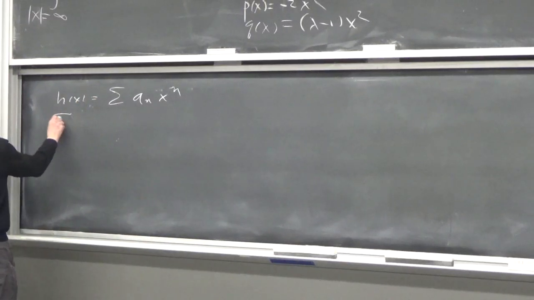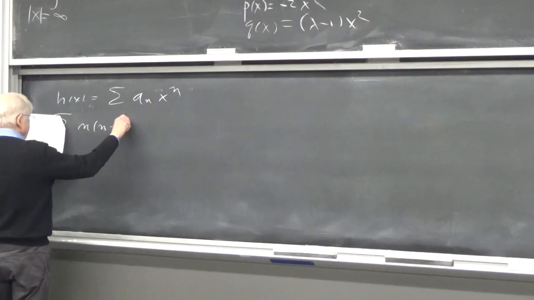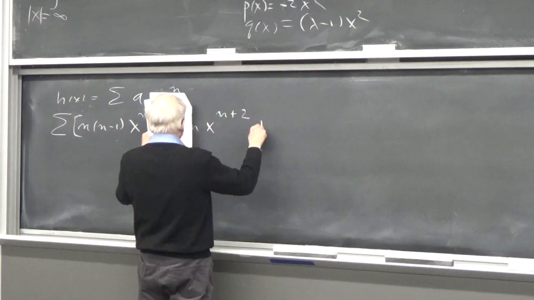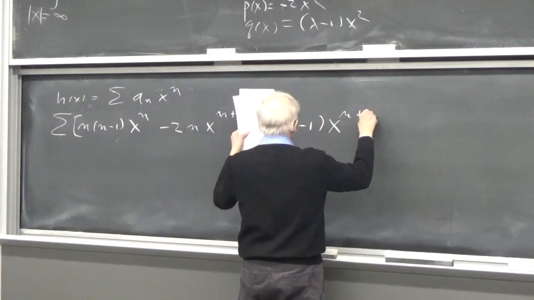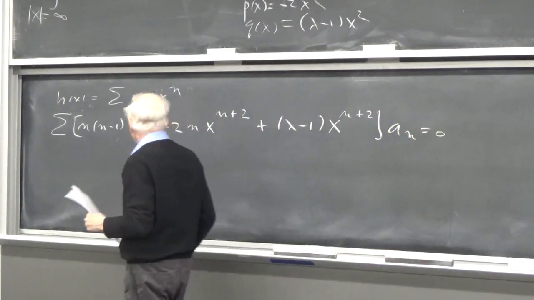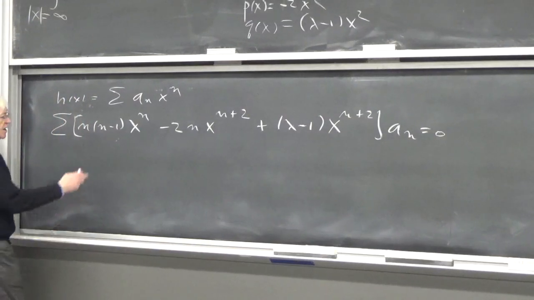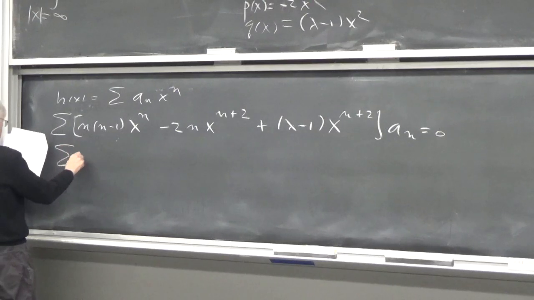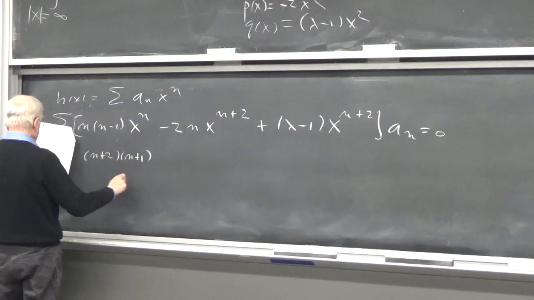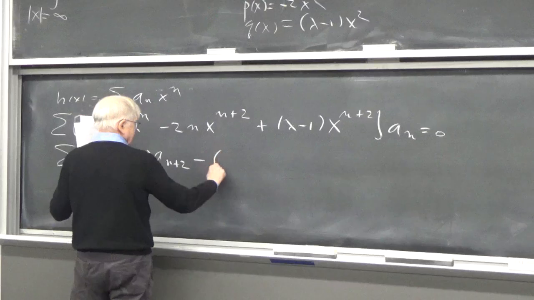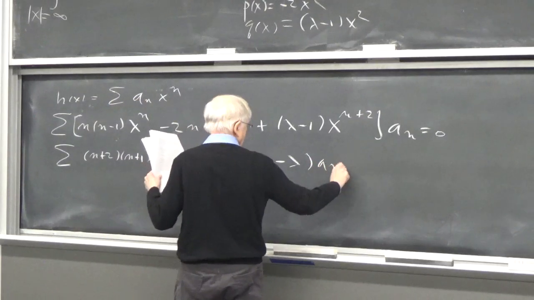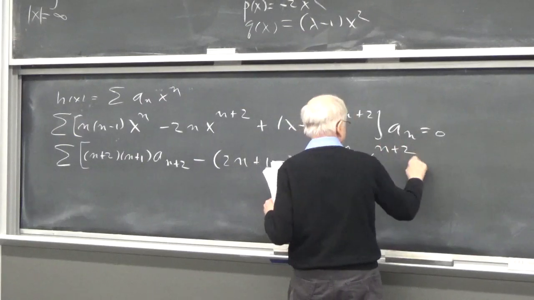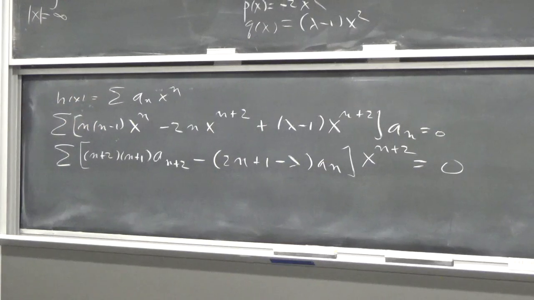So the equation you get is a sum of n(n minus 1) a_n x to the n minus 2n a_n x to the n plus 2 plus (lambda minus 1) a_n x to the n plus 2 equal to 0. And now the easiest way to cope with this is to, on this sum, replace n by n plus 2. And if you do that, what you get is the sum of (n plus 2)(n plus 1) a_(n plus 2) minus (2n plus 1 minus lambda) a_n, all of this times x to the n plus 2 equals 0, and the coefficient of every power of x must vanish.